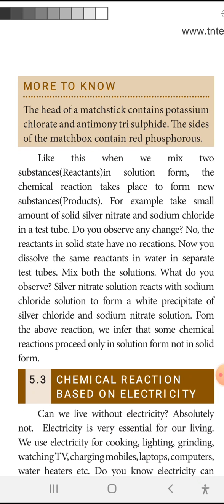For example, take a small amount of solid silver nitrate and sodium chloride in a test tube. Do you observe any change? No, the reactants in solid state have no reaction. Now observe the same reactants in water in separate test tubes. Mix the solutions. What do you observe? Silver nitrate solution reacts with sodium chloride solution to form a white precipitate of silver chloride and sodium nitrate solution.